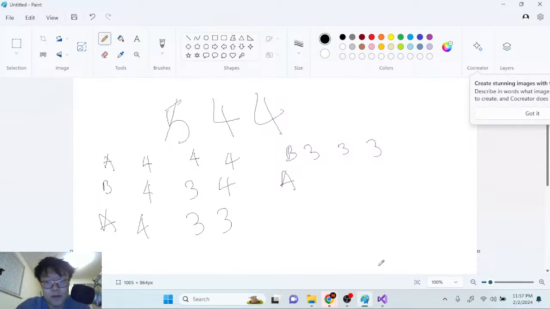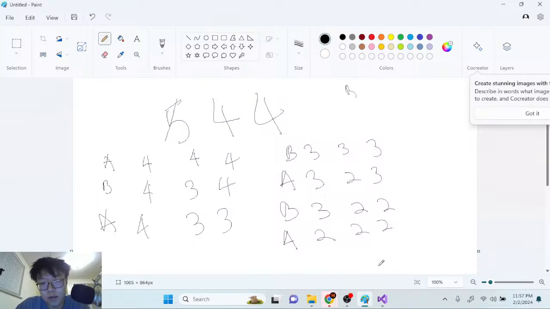Alice's turn, -1 on 3 becomes 2. Swap it with 3, so we get 3, 2, 3. Bob's turn, 3 -1 becomes 2. Let's make them all 2. Swap it with 3, so we get 3, 2, 2. Alice's turn, 3 -1 becomes 2. Swap with 2, so we become 2, 2, 2.